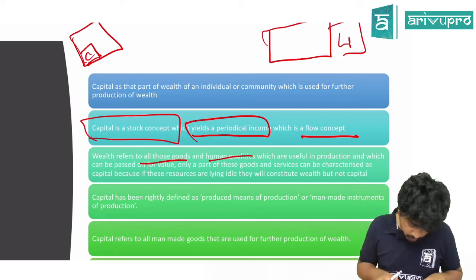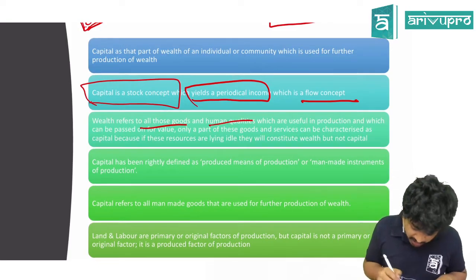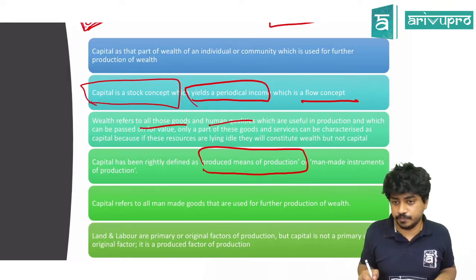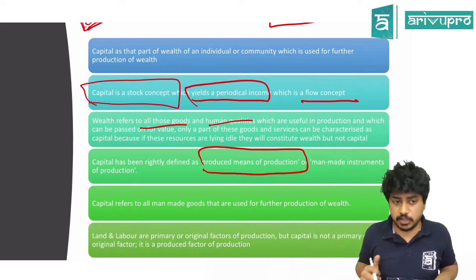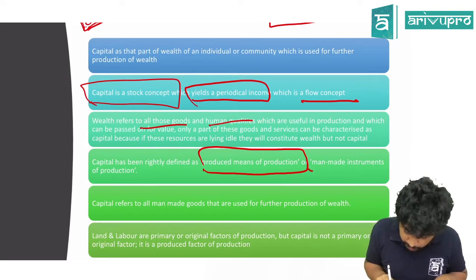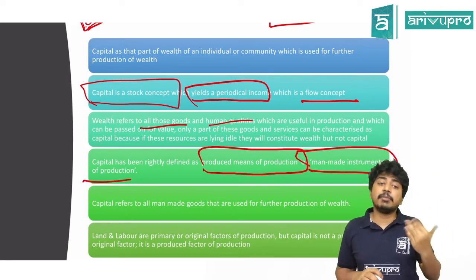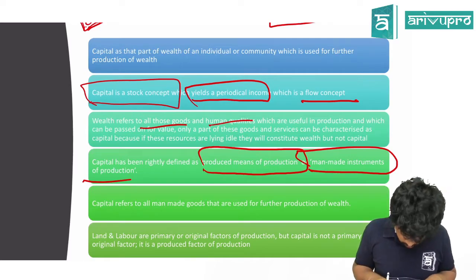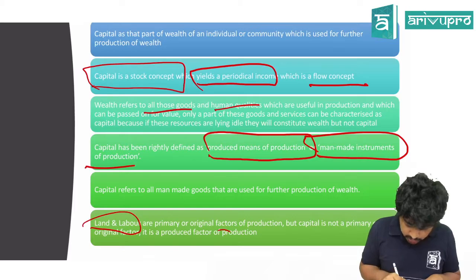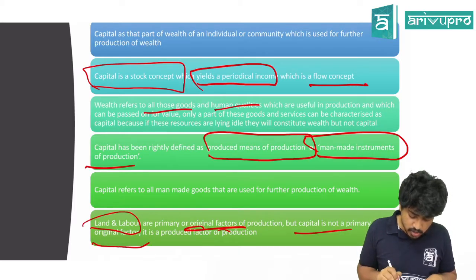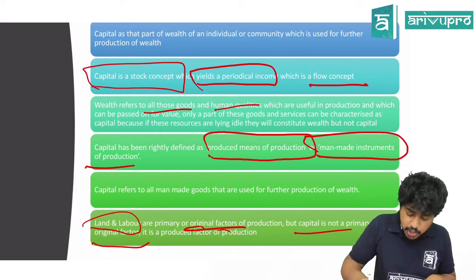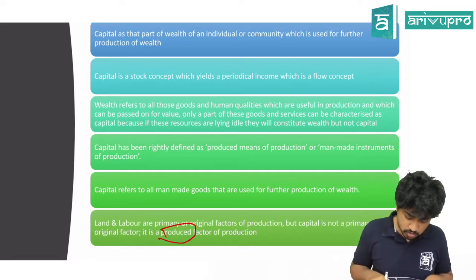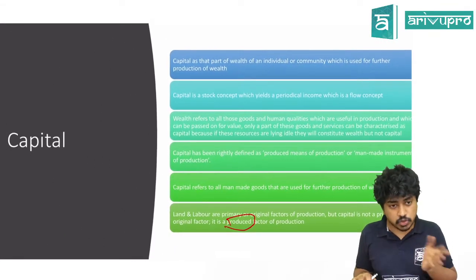No doubts? Done. So capital has different names. We'll just read through it. Capital can be defined as produced means of production. So these arise out of production activities, or man-made instruments of production. These are different ways they call capital, right? Land and labor are called original factors, whereas capital is not an original factor. It is called a produced factor of production. Are we clear here? Any questions in capital here? No questions. So can I move on?